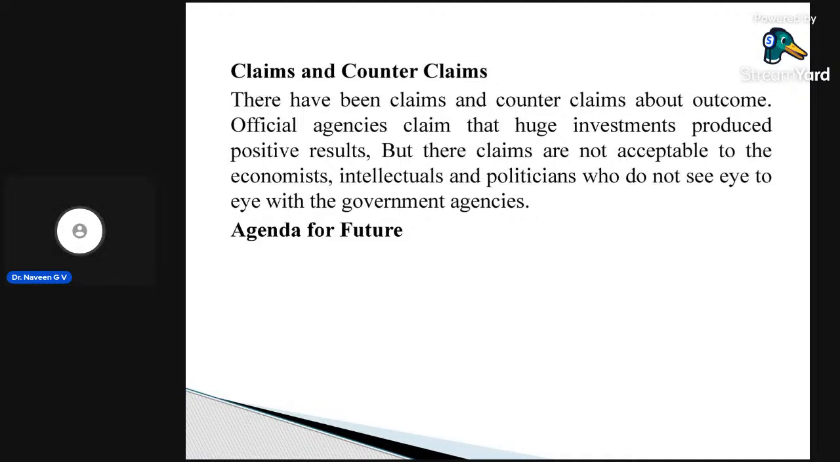Then next, come to the point of agenda for the future. What's the meaning of agenda? As we know, in each and every moment we were discussing the agenda. Whatever steps we want to take in the future related to this, we prepare an agenda.